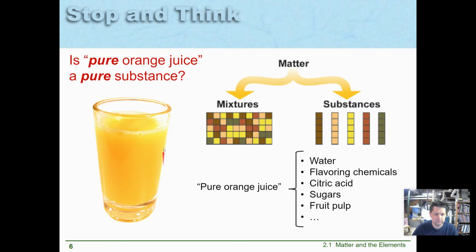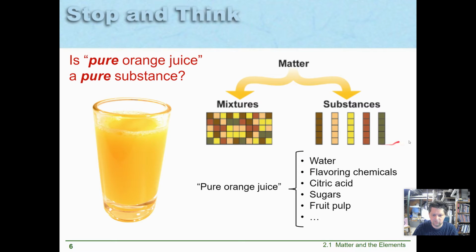Orange juice is an example of a mixture. Even though it might say pure on the bottle, in science we have very specific meanings for those words. So even though it says pure orange juice on the bottle, it's not really a pure substance. If I took those tweezers and reached in, I might get water, or I might get some sort of flavoring, or citric acid, or sugars, or even a piece of pulp if you buy your orange juice with pulp in it.